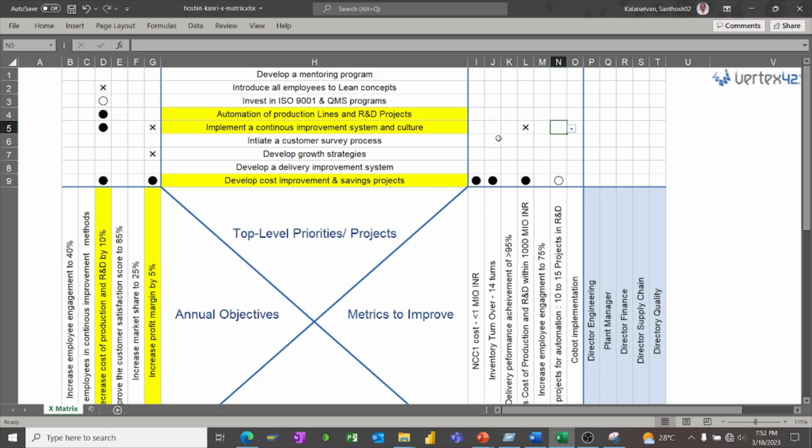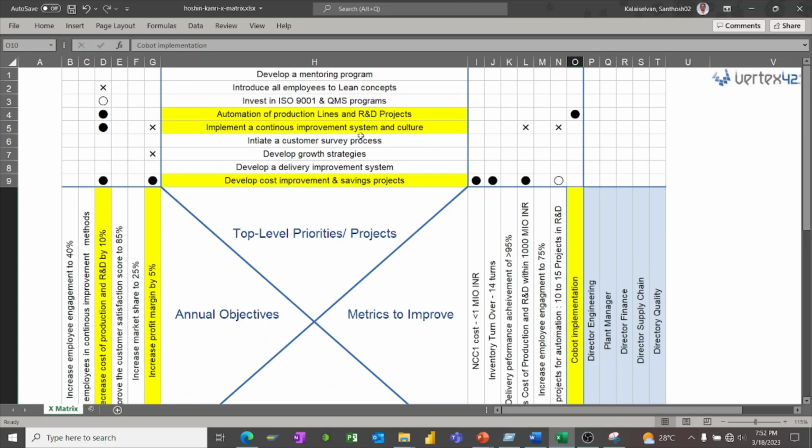So this continuous improvement system and culture is not primarily correlated. It can be tertiary. And so these are the things which can come under implement a continuous improvement system and culture. So these are only tertiary correlations for this legend. Automation of production lines and R&D projects. So here it can be directly, primarily correlated with cobot implementation for the manufacturing locality.